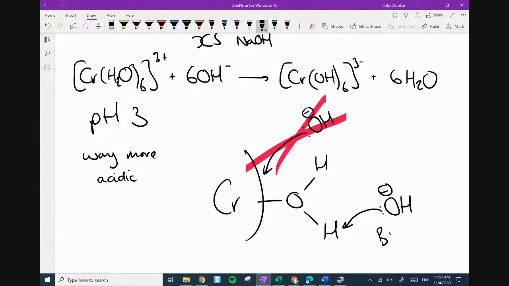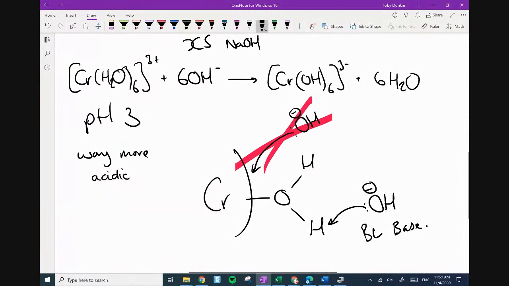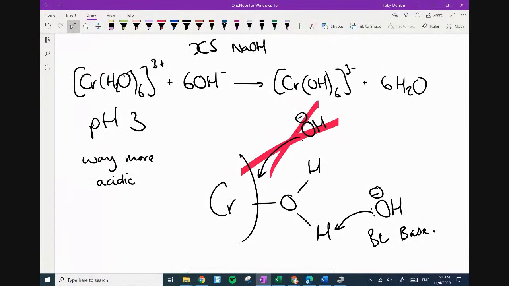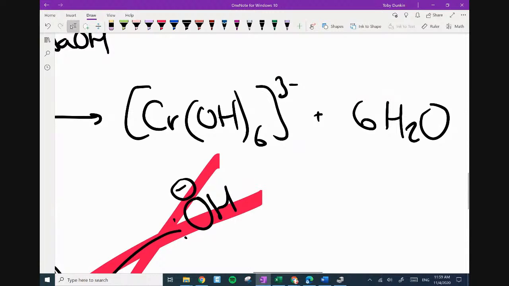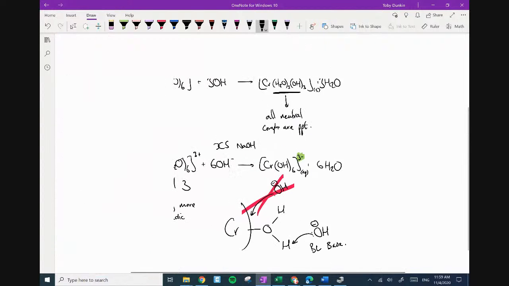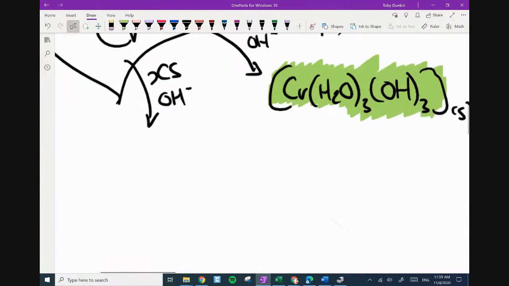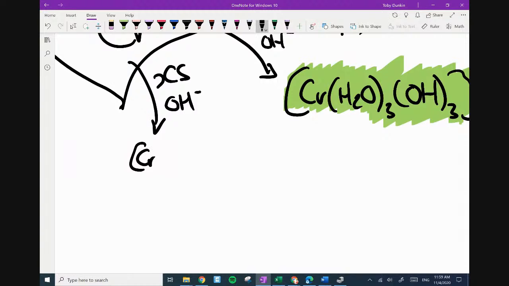This is a BL base, a Bronsted-Lowry base, a proton acceptor. It's giving away every single proton, which is actually quite unusual. There aren't many that do a full removal of all protons, but chromium is one of them. Now my complex has an overall charge, so it's going to be aqueous. Because it has a charge, it now redissolves in excess.